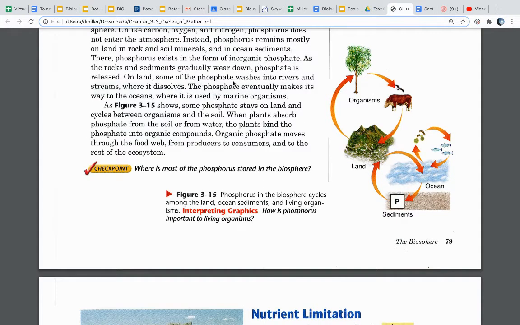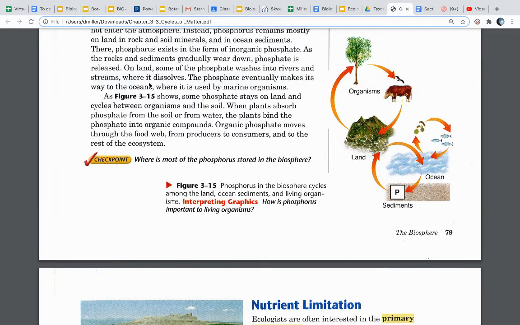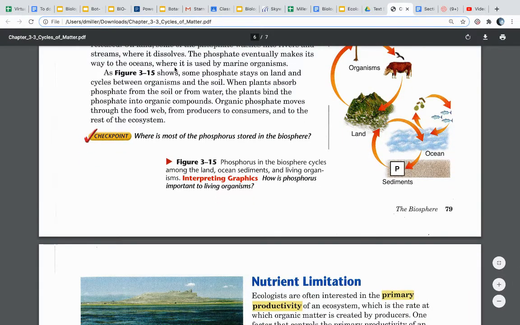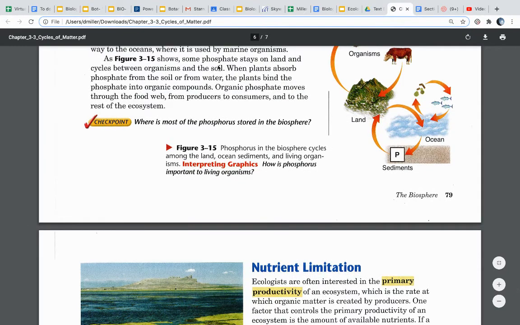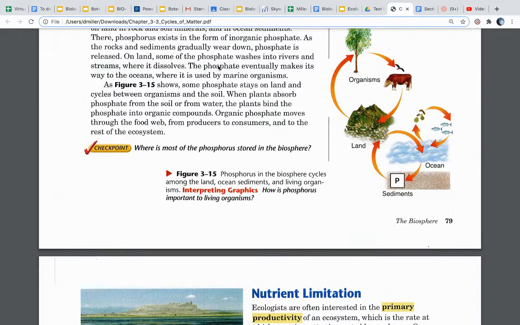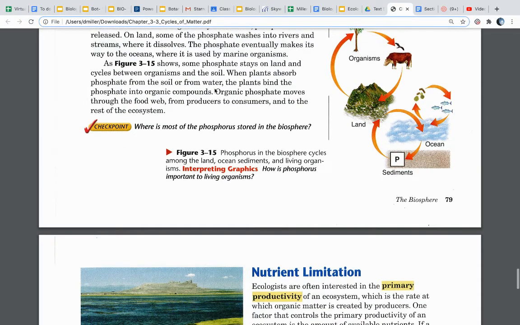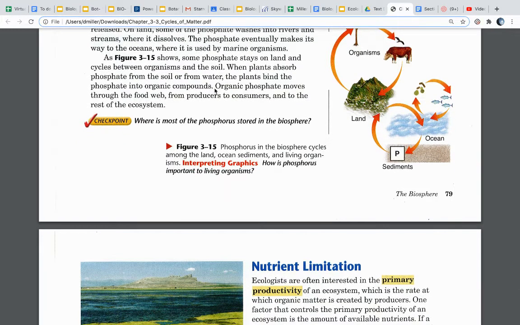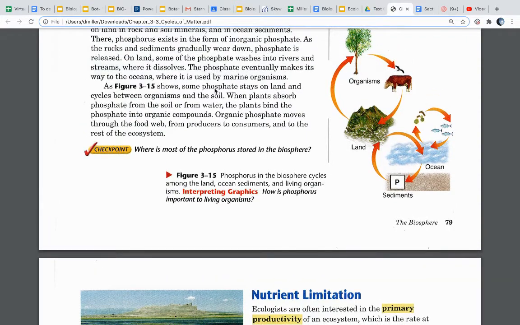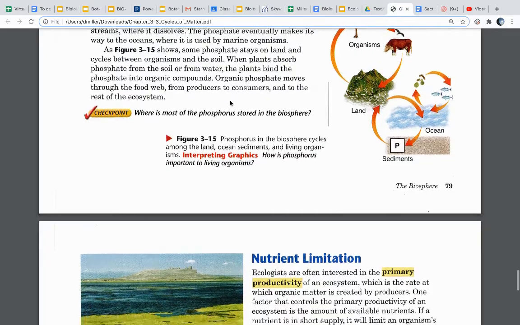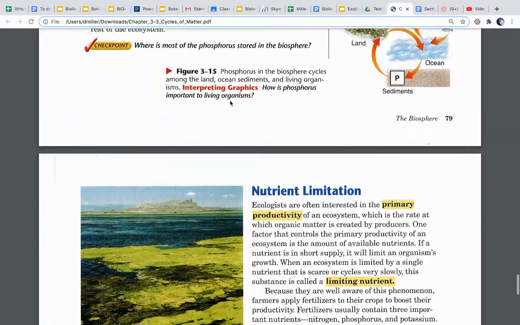On land, some of the phosphate washes into rivers and streams, where it dissolves. The phosphate eventually makes its way to the oceans, where it is used by marine organisms. As Figure 3.15 shows, some phosphate stays on land and cycles between organisms and the soil. When plants absorb phosphate from the soil or from water, the plants bind the phosphate into organic compounds. Organic phosphate moves through the food web from producers to consumers and to the rest of the ecosystem.